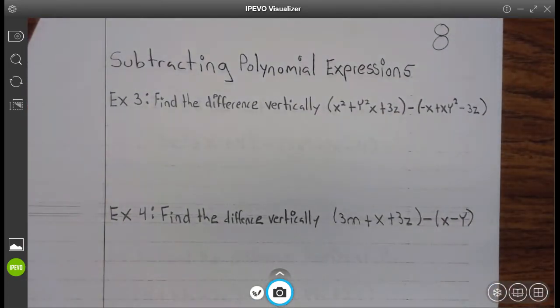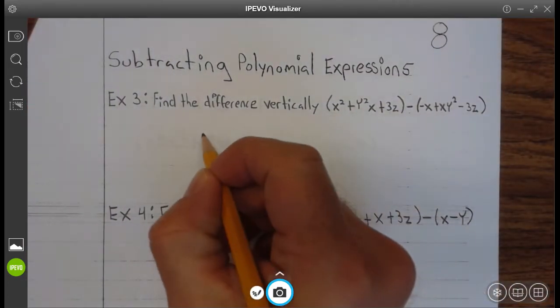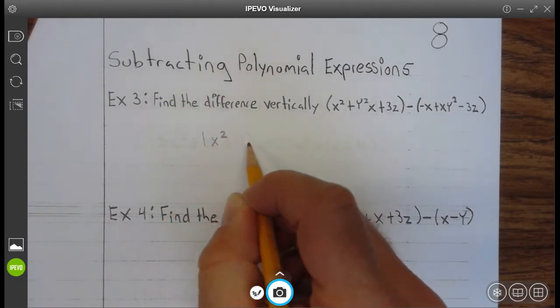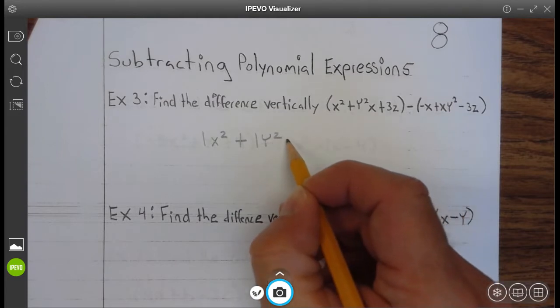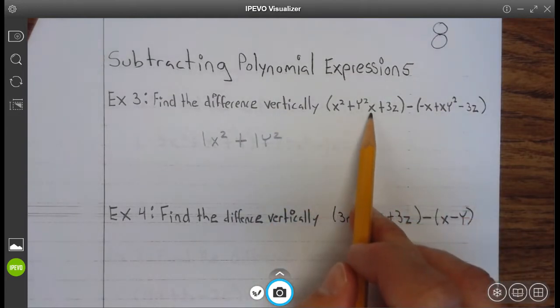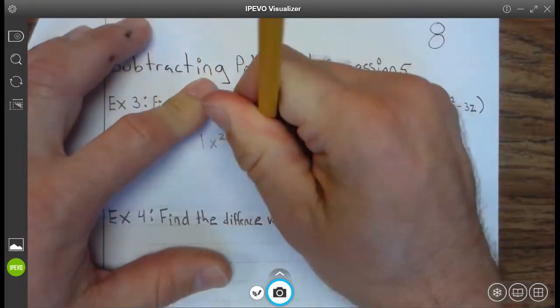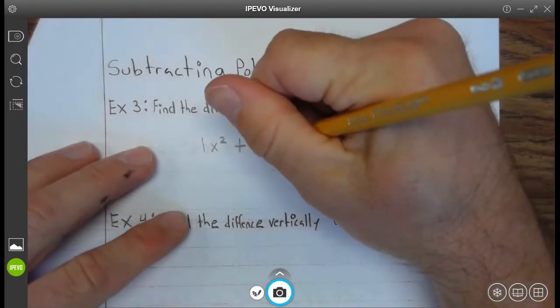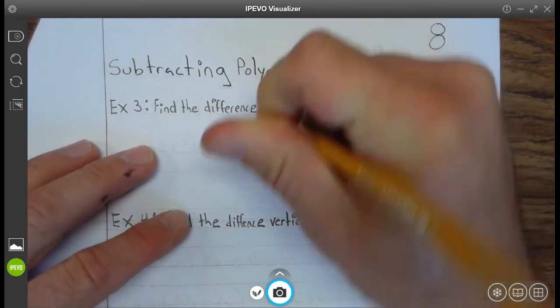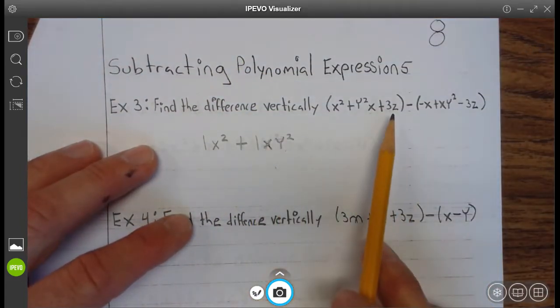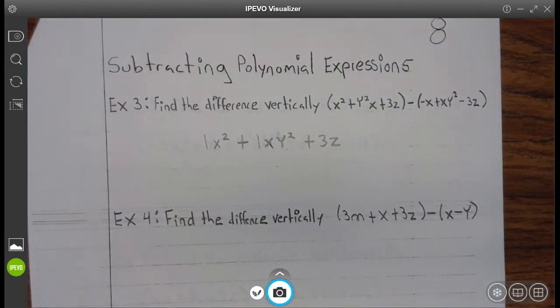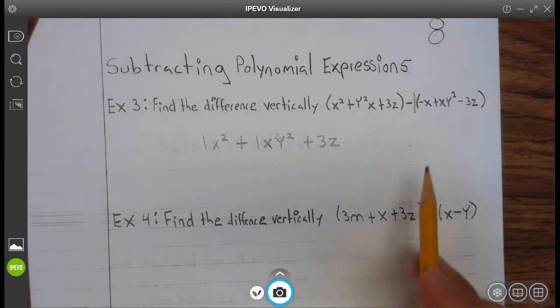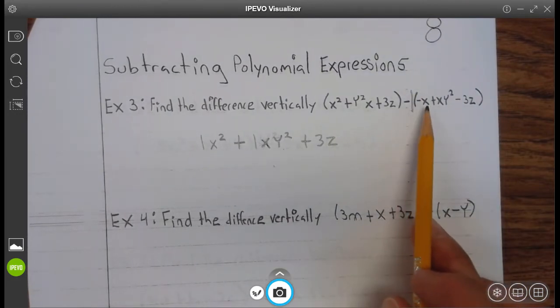All right, example 3. Find the difference vertically. So we have 1x squared plus 1y squared. Now, it says y squared x. We need to rewrite that as xy squared. You always want the letters alphabetically in order, okay? So then plus 3z. All right, now we need to distribute the negative 1 here. So negative 1 times a negative x is a positive x.